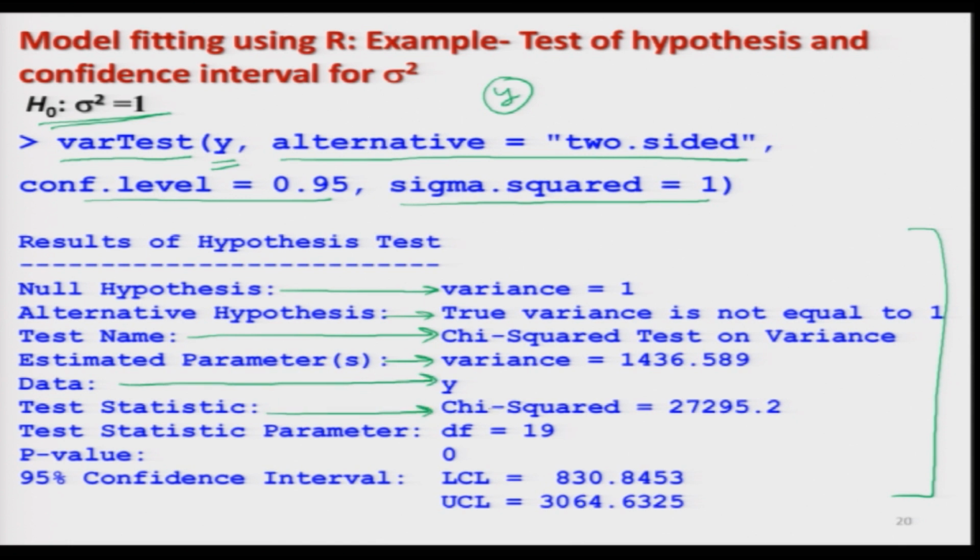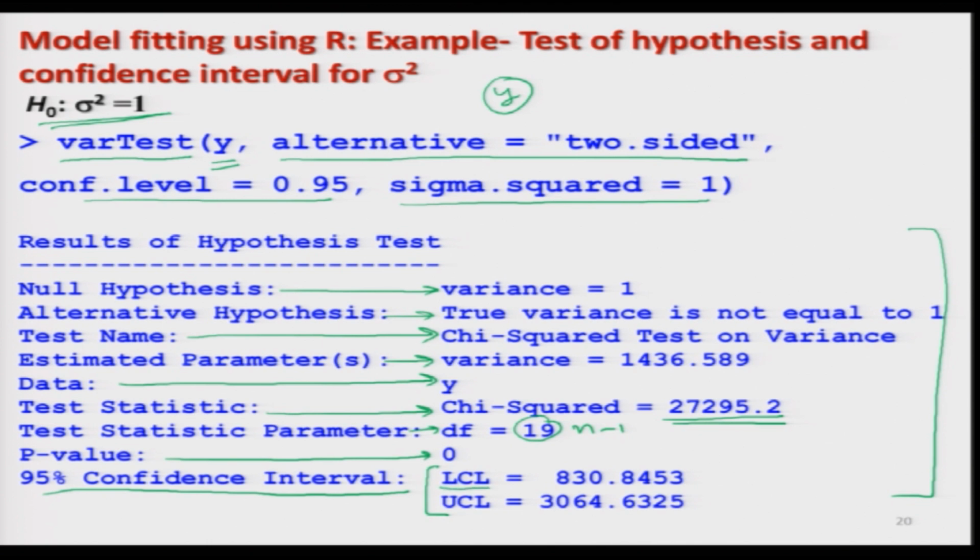The test statistic is chi-squared, and its value is coming out to be 272.952. The corresponding degrees of freedom are n minus 1, n is 20, so this is 19, and the p-value, which you would like to know, is 0. Once again you have to compare the p-value with the value of alpha and take an appropriate decision. And then the 95% confidence interval is given here like this.